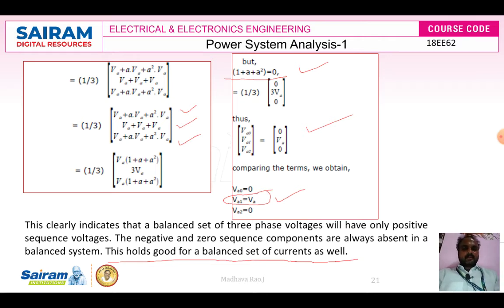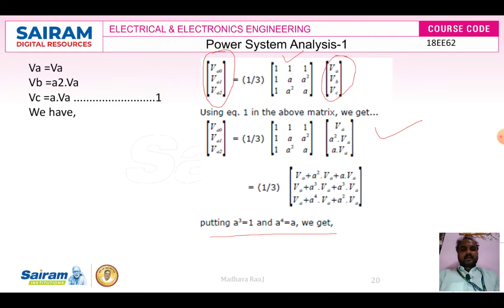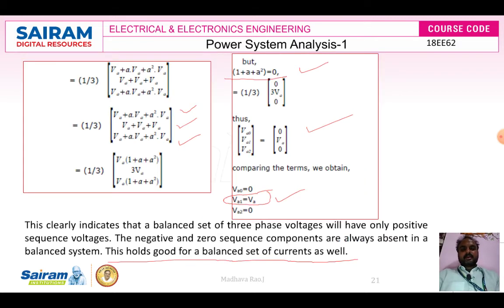What we have done is we have taken a relation in the three phase system and simplified it using the multiplication method. After that, A cube is equal to 1 and A power 4 is equal to A, as we know. If you substitute, we will get only positive sequence components for balanced three phase voltages. A balanced set of three phase voltages will have only positive sequence voltage. Negative and zero sequence components will be absent.